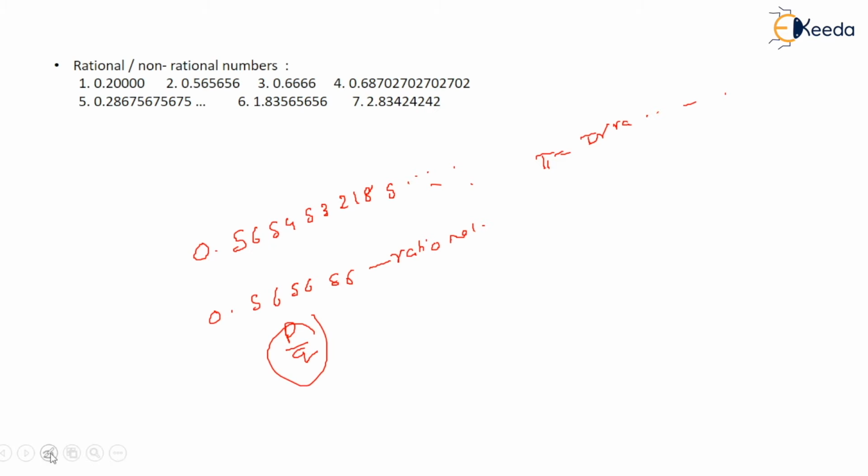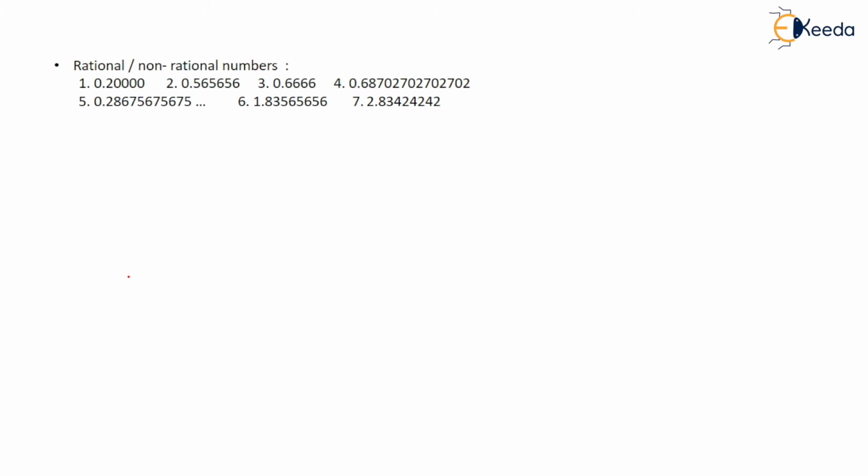Okay, so here is the first question that is in front of you, 0.20000. Okay, 0.20, you can write it as 1 by 5, right? 1 by 5 you can write it. So this is p by q form, right? When you write anything in p by q form, it is rational.